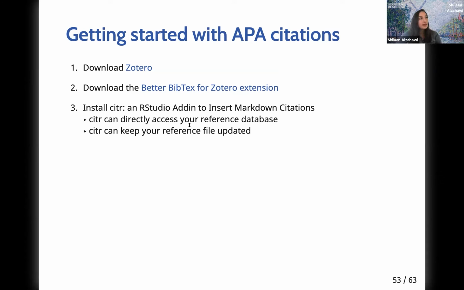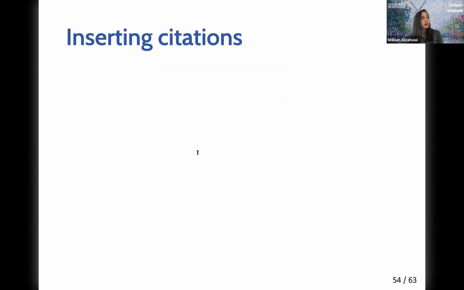And after we've done that, we'll install citr, which is an R package. It's an RStudio add-in that allows you to manually insert Markdown citations. So again, we'll have this drop-down functionality. It can directly access your reference database and keep your reference file updated. So how we do that is we use devtools and the install_github function from the devtools package, and we download citr from this GitHub repository, which is also Frederik Aust's GitHub repository.